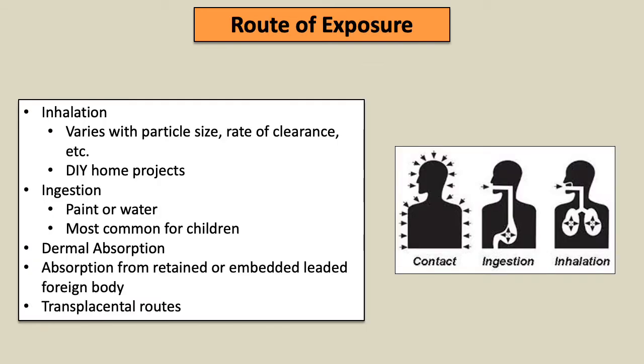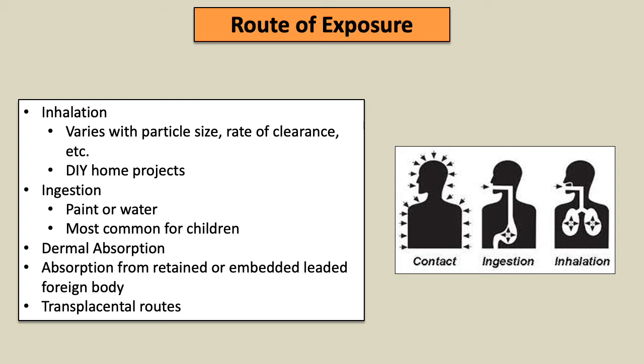The routes of exposure for lead can vary from inhalation, ingestion, dermal absorption, absorption from retained or embedded leaded foreign body, or transplacental routes. Inhalation and ingestion are the predominant forms. Inhalation typically occurs from lead being used in something like paint or sort of old materials. So people get exposed when they do projects like DIY at home, renovations, and they're not wearing the proper safety protocols and safety equipment that help clear any sort of particleized lead in the air.